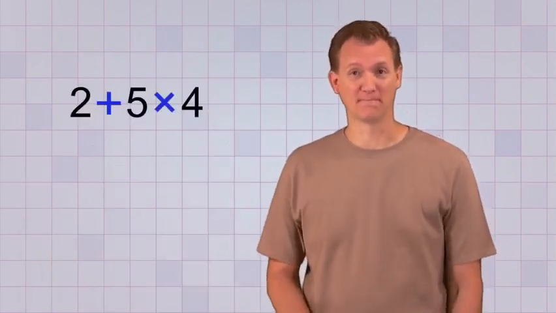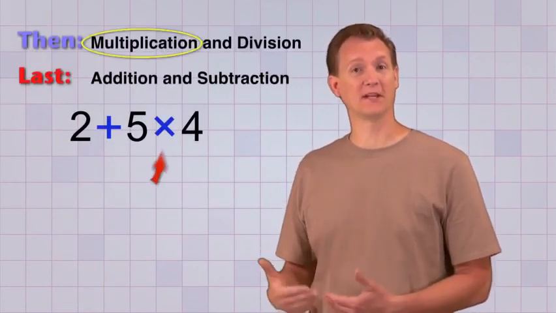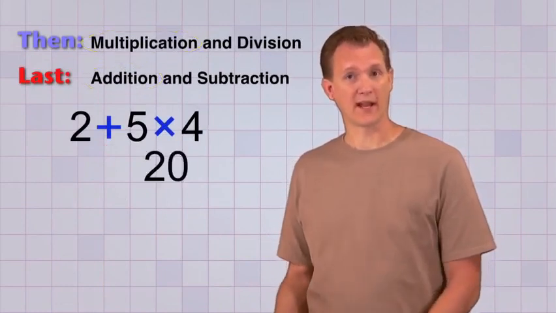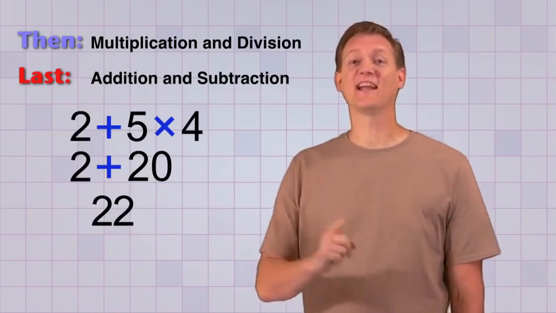First, let's try this one. 2 plus 5 times 4. Aha! Does this look familiar? Yep, it's the one we gave to my two friends earlier. And now that we have our rules, we see that we have to do the multiplication before the addition. 5 times 4 equals 20, and then we add the 2, which gives us 22. So the second guy was right. What a surprise!